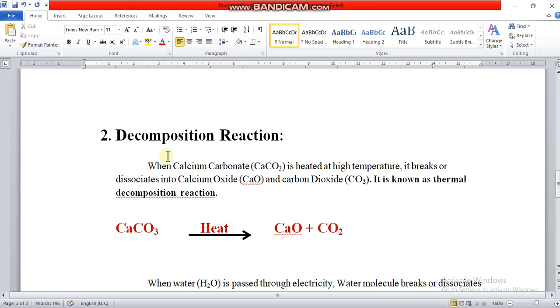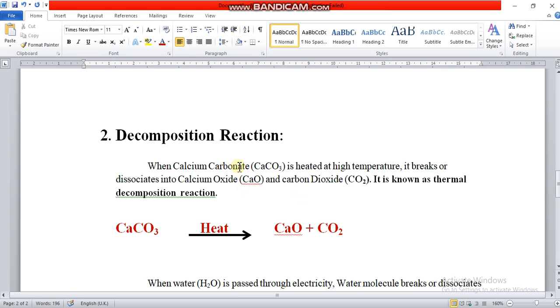If you take the example of calcium carbonate, calcium carbonate is a very hard substance. If it is heated at high temperature, what happens? It breaks or dissociates into calcium oxide and carbon dioxide. So calcium carbonate is a single substance, and if it is heated at high temperature, it breaks into calcium oxide and carbon dioxide. So two substances are formed from this one.